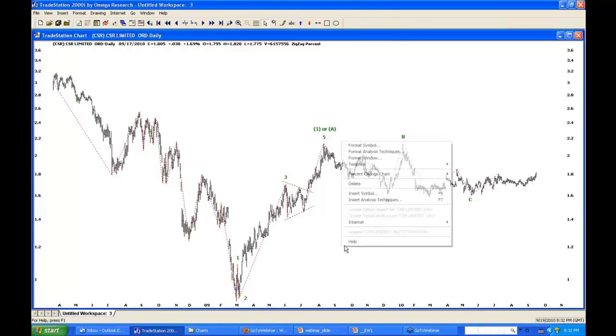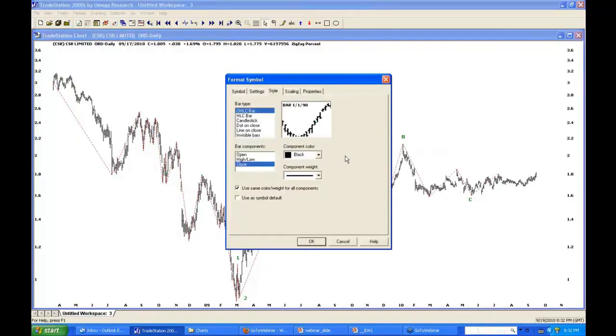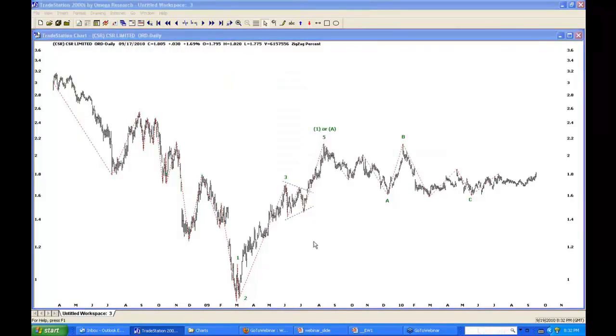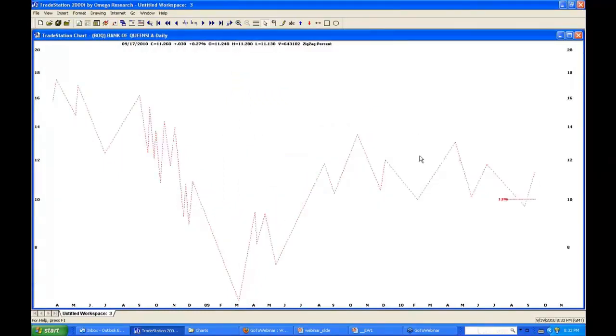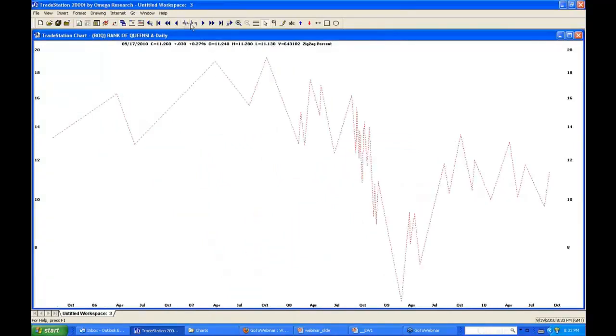Okay, so that's the chart in there. Slightly different, not as clear as what we had before. And that's why I'm suggesting that to learn the wave counts, sometimes it's a lot easier to do it like that. Let's have a look at another one. Again, a very similar kind of pattern right here with Bank of Queensland.